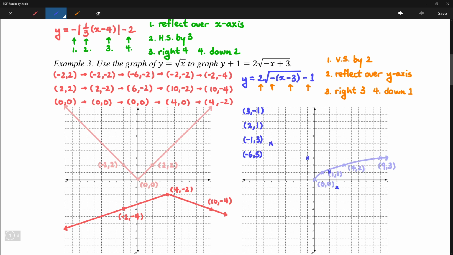Okay, just to make sure, I'm just going to check the work on the last point there. 9, 3, so vertical stretch will be 9, 6. Reflect over the y-axis will be -9, 6. Right 3 will give us -6, 6, and then down 1, -6, 5. Alright, that's good. So, of course, we're going to connect these 4 points and draw a curve.